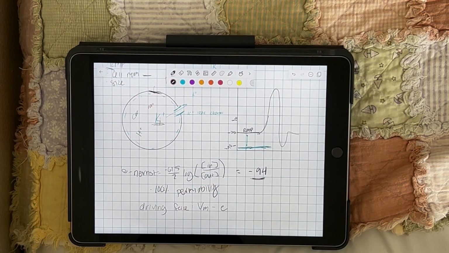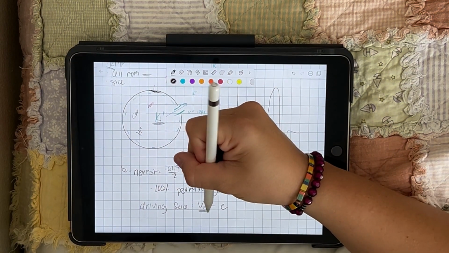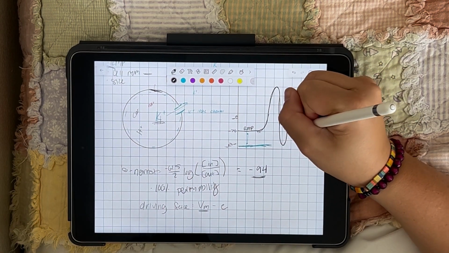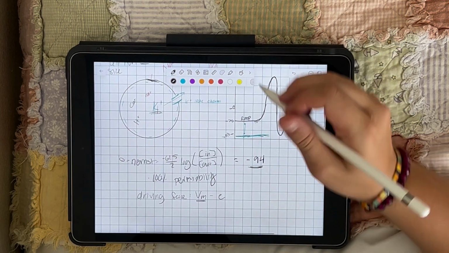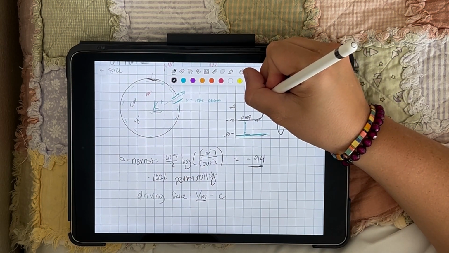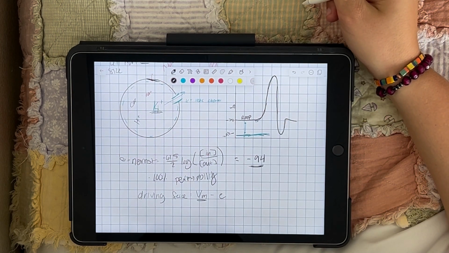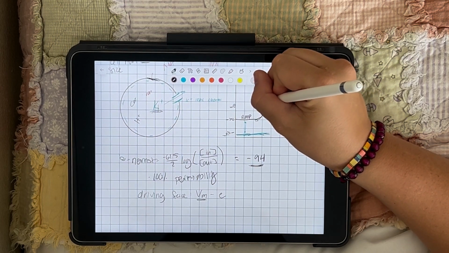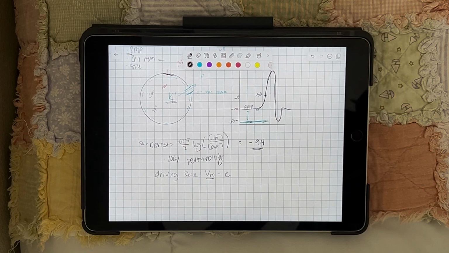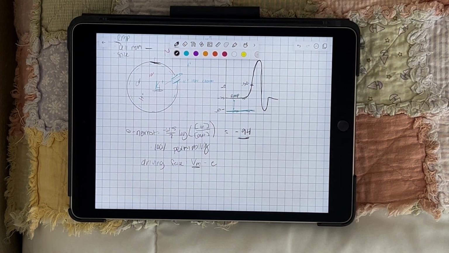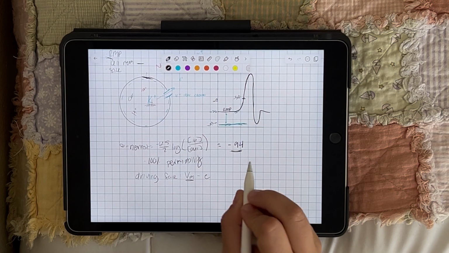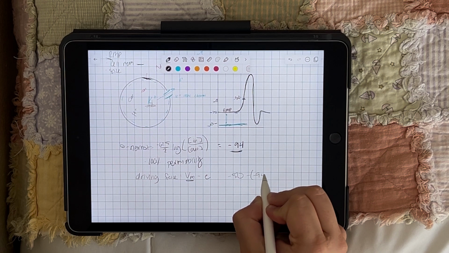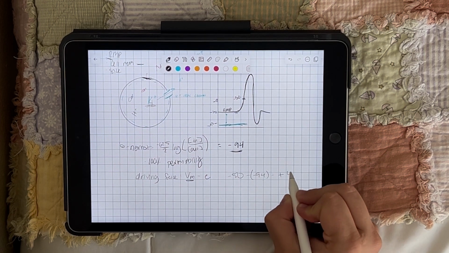Okay, so let's take potassium. Voltage of the membrane, by the way, does not always mean resting membrane potential. It could be anywhere along this graph right here. So let's say we're at negative 50. So what you're going to do is plug this into the Nernst equation and do the driving force. So it's going to be negative 50 minus negative 94, which is going to equal positive 44.